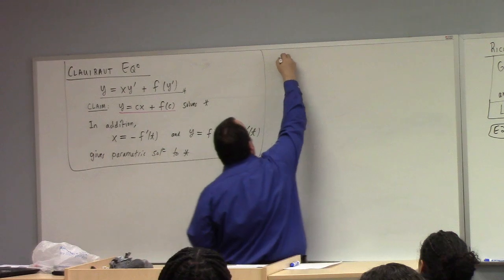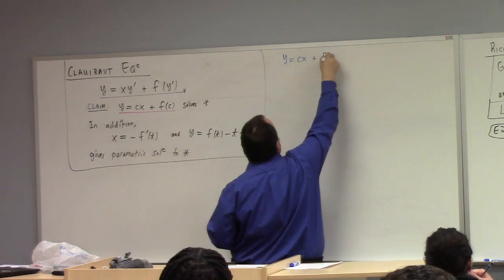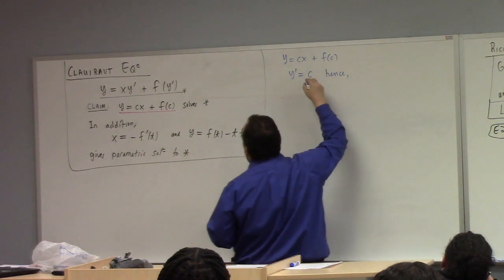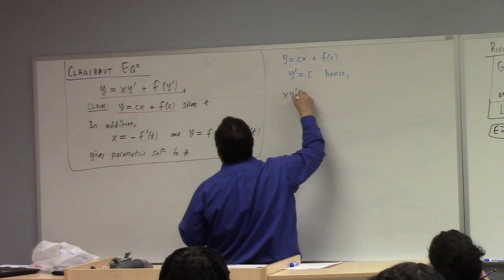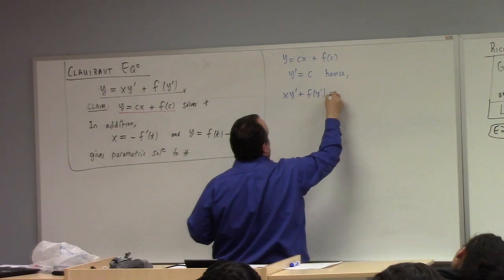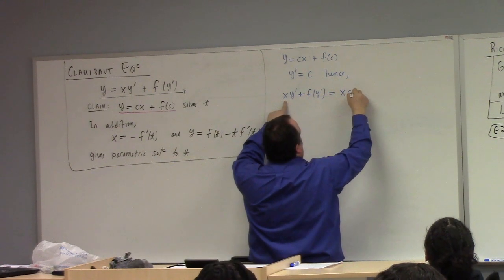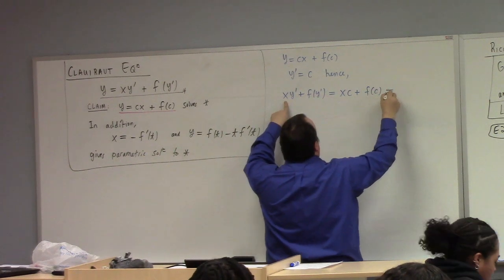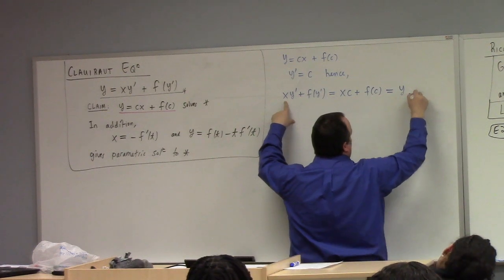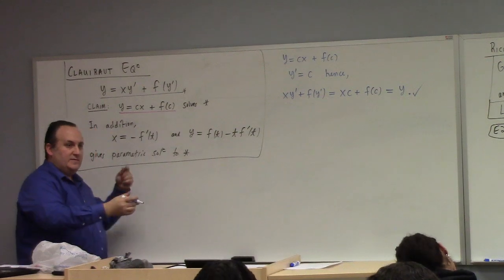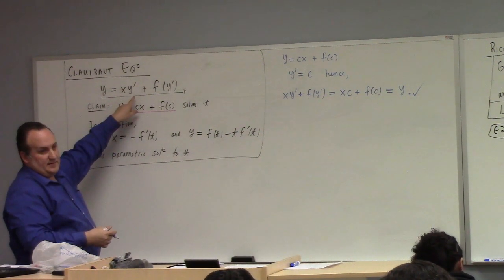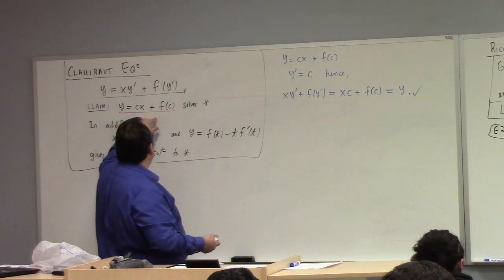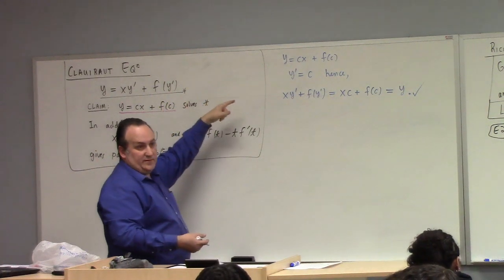So I'll write it up here. y equals cx plus f of c gives y prime equals c. Hence, if we look at x y prime plus f of y prime, what do we get? We get x times c plus f of c, which is what? Oh, that's y. All right? So, yay. See what happened? I plugged in y prime into here, and out popped y, which is what we need. Plugging this equation into the right-hand side produced y, which is what it's supposed to do.